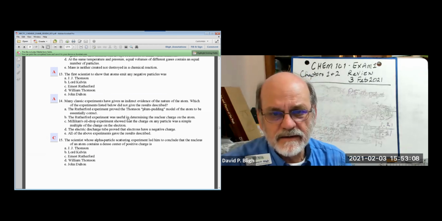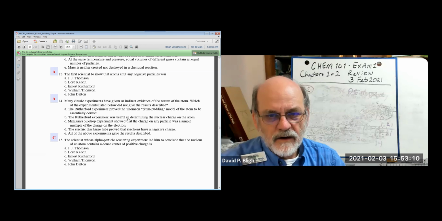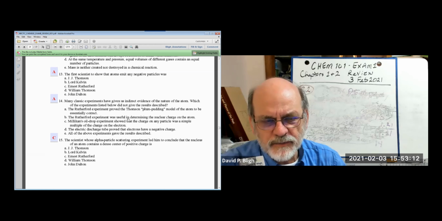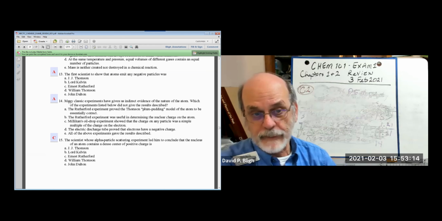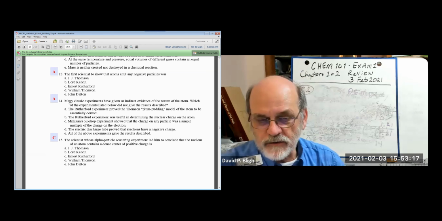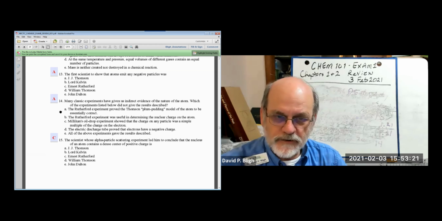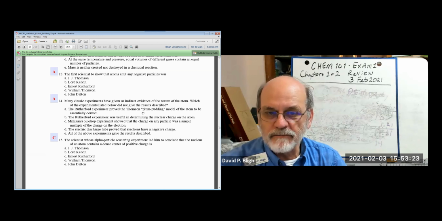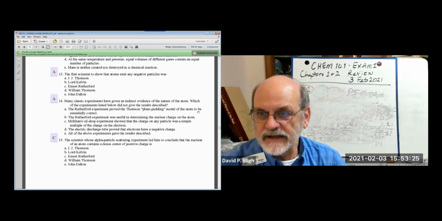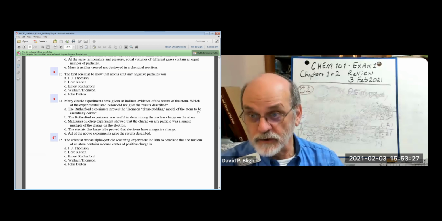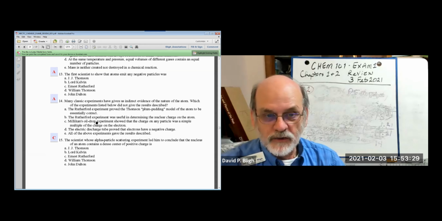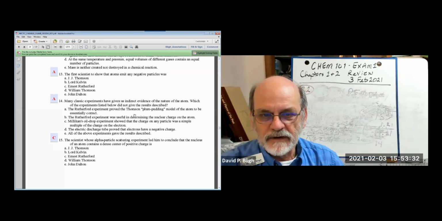Let's see. Which of the experiments listed below, 14, did not give the results described? Okay. So first, Rutherford's experiment proved the Thomson plum pudding model. Did it? No. It disproved it, actually. The Rutherford experiment was useful in determining the nuclear charge on the atom.